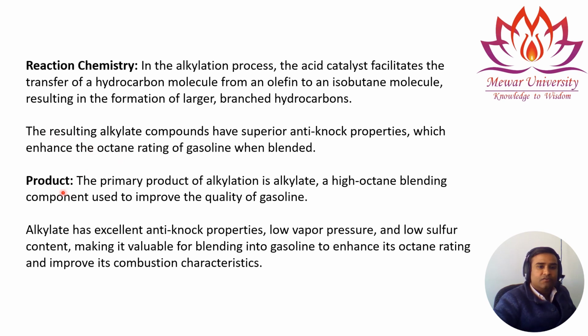Now, what kind of product do we get from the alkylation unit? The primary product of alkylation is called alkylate, a high octane blending component used to improve the quality of gasoline. Alkylate has excellent anti-knocking property, low vapor pressure and low sulfur content, making it valuable for blending into gasoline. This alkylate is blended into gasoline to enhance its octane rating and improve its combustion characteristics.